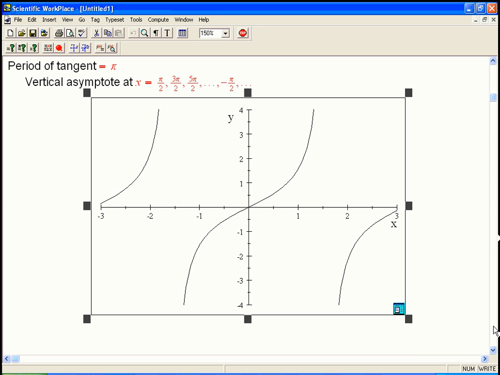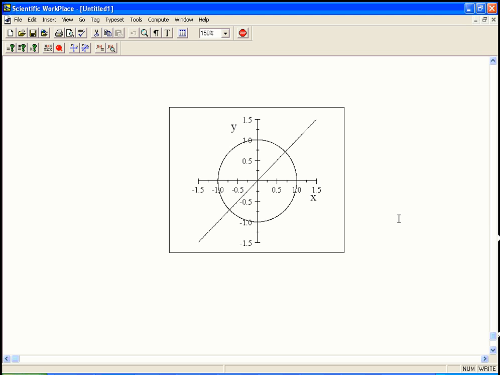I like to think about it in terms of the slope of a line. So here's another picture. I've got a unit circle, and I started out here with a line. This is a line at 45 degrees.